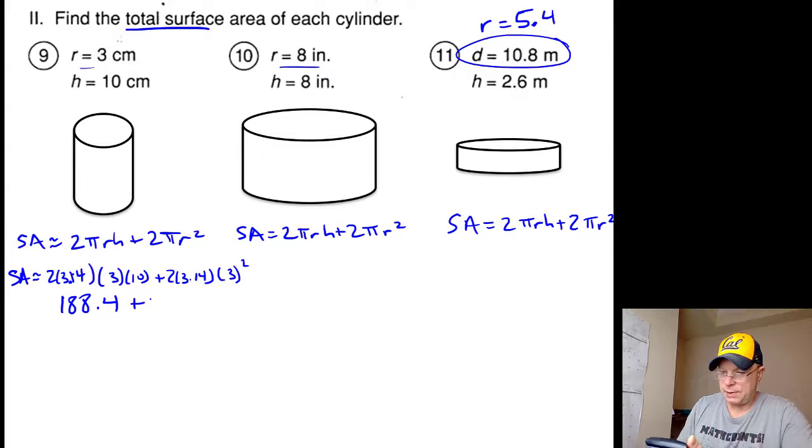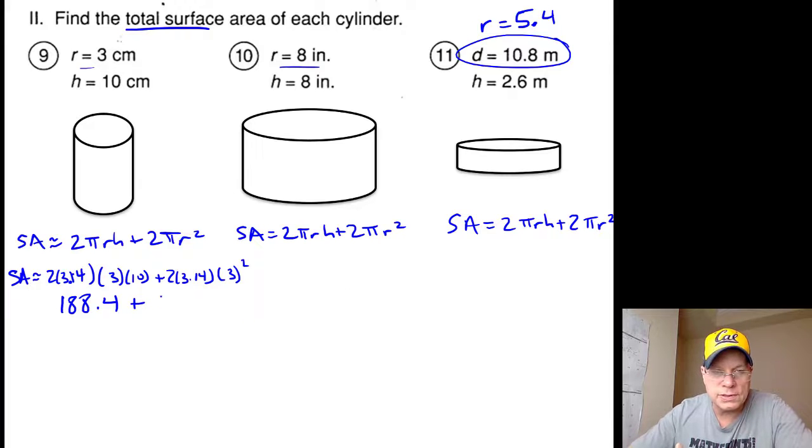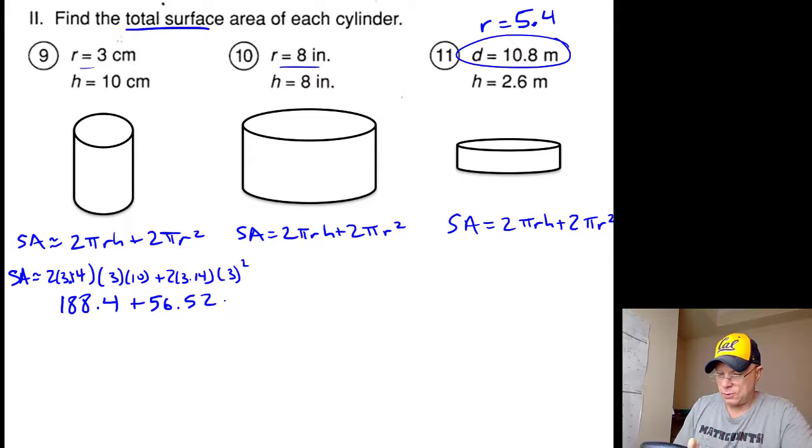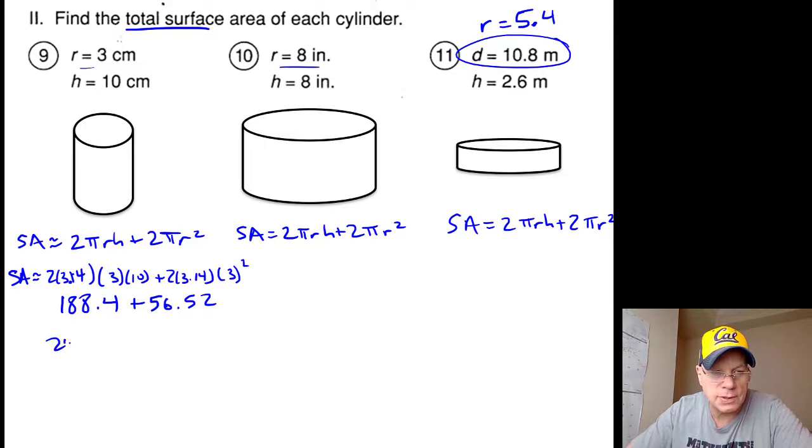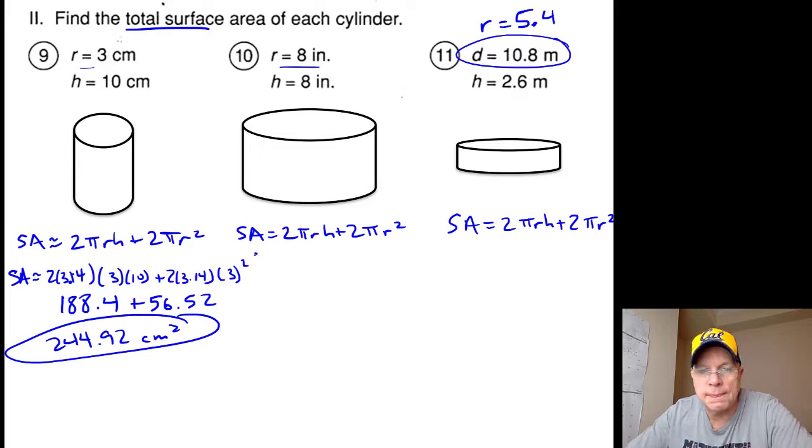6.28 times 9, 56.52 is the second term. And when I add that to 188.4, I get 244.92, which is what we were supposed to get. Centimeters squared.